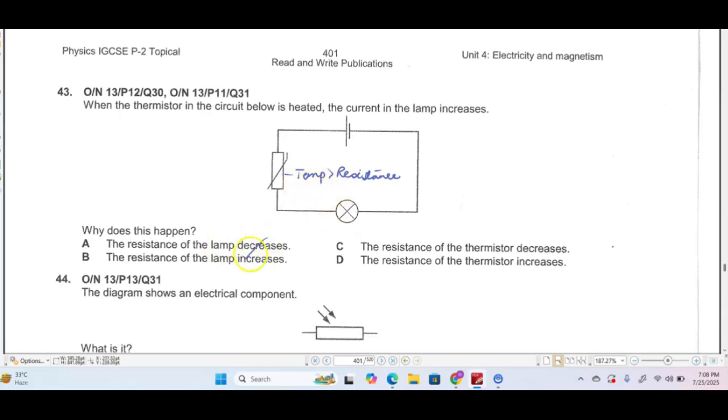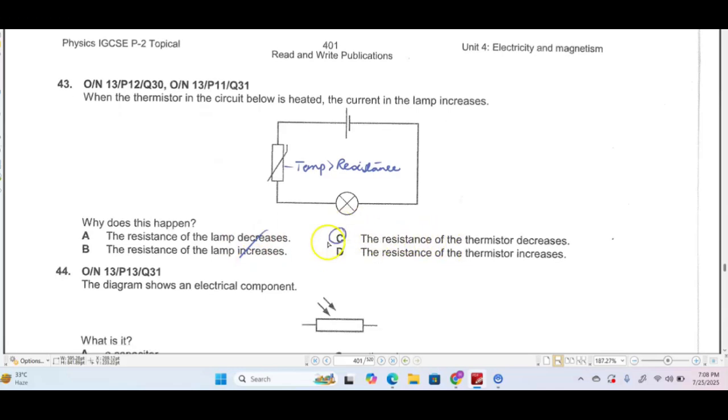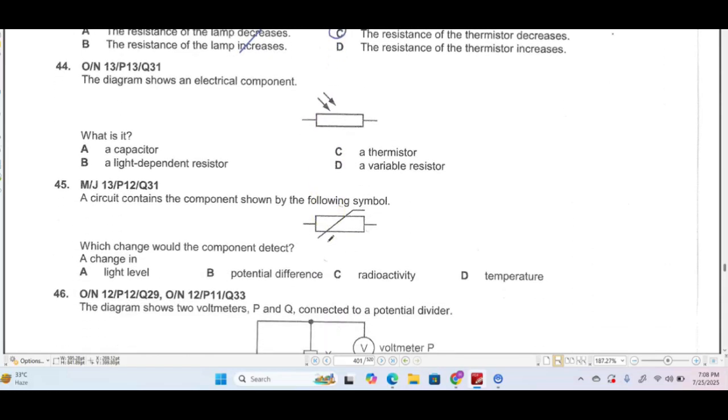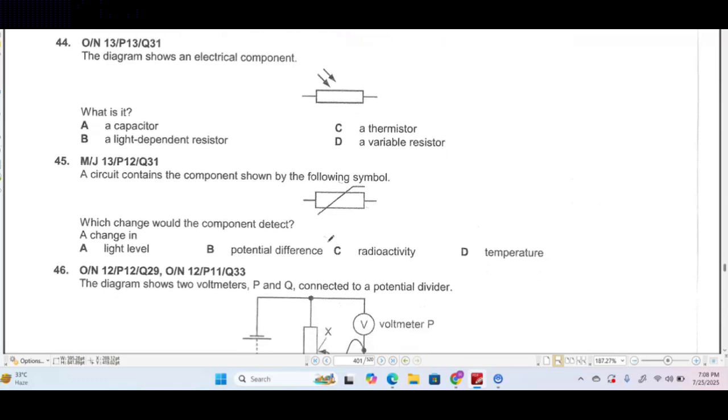The resistance of the lamp doesn't decrease, the resistance of the thermistor decreases. So C is our correct option, okay? We've done so many questions related to LDR and thermistor, and in every question I've told you about the principle. So I think you should be well aware of the principle up till now, after doing so many questions with me. Okay, question number 44.